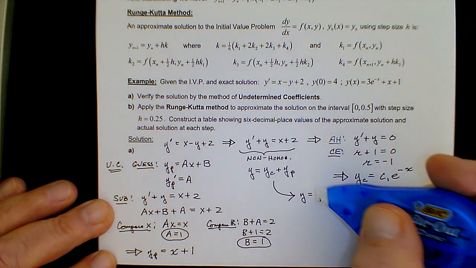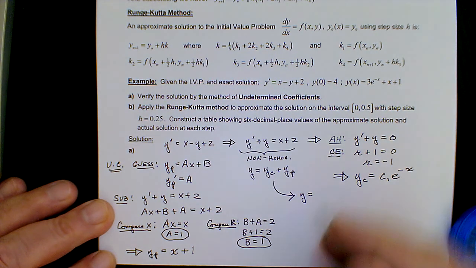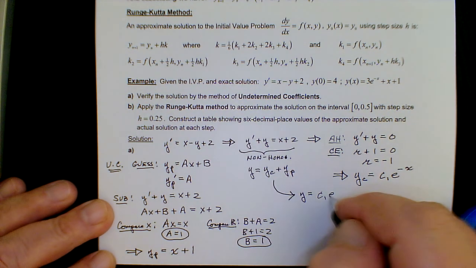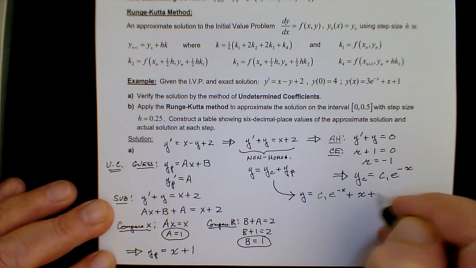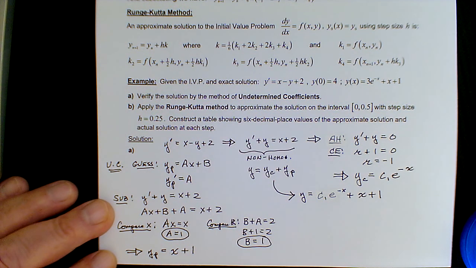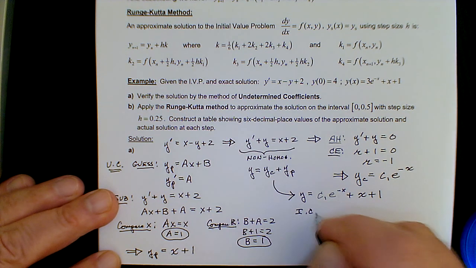Actually, I'm not going to write that out again, I'll just make the substitutions. So c1 e to the -x, and then plus x plus 1. And now we use the initial conditions to solve for c1.